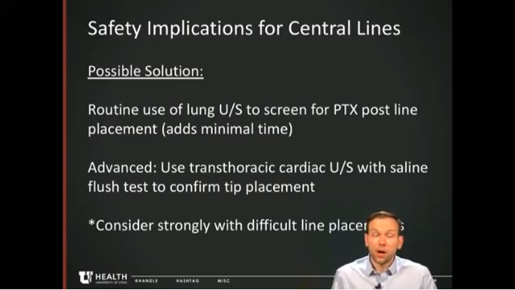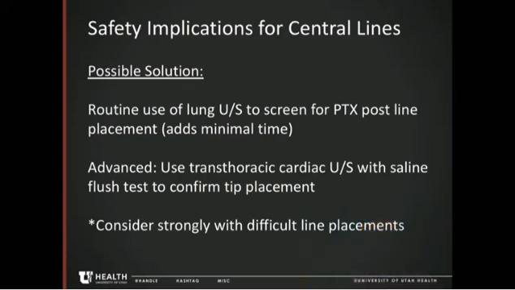Furthermore, our cardiac anesthesiologists use transesophageal echo to confirm placement of their central lines. But in the absence of a TEE, you can also use a transthoracic probe, the same probe you're looking at the lungs with, to do a less precise but still useful confirmation of central line placement by instilling saline and watching for that saline using any number of views where you can see the right side of the heart, subcostal or parasternal.